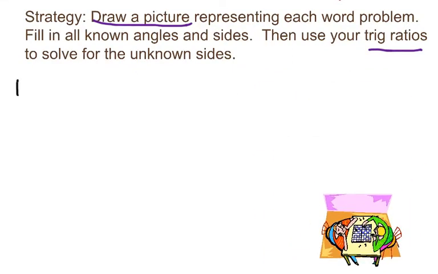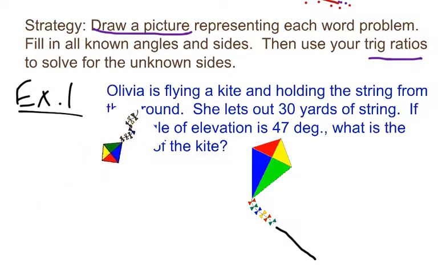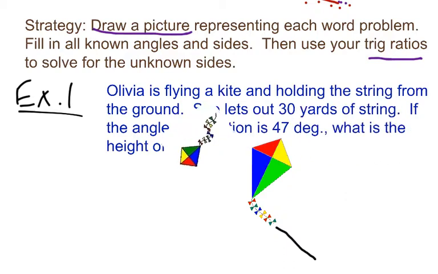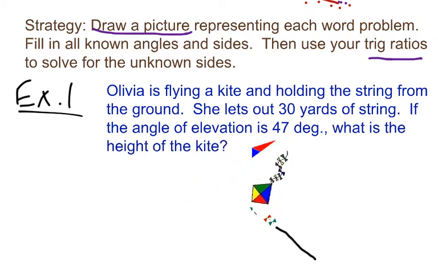So for instance, example 1. Alright, let's say Olivia is flying a kite and holding the string from the ground, and she lets out 30 yards of string. If the angle of elevation is 47 degrees, what is the height of the kite? Well, if you've ever flown a kite, you know that the string, if it's up in the air, is almost always going to be slanted, because the string is going to be fully extended because the wind's taking the kite.